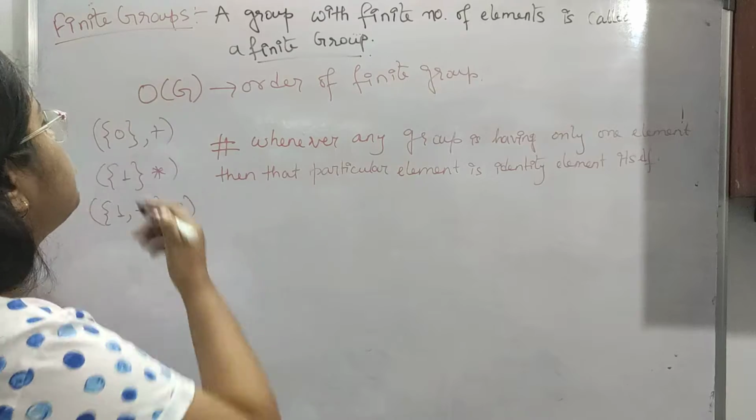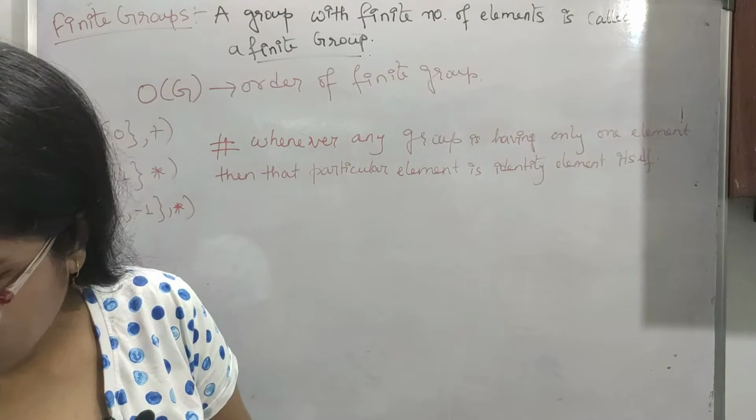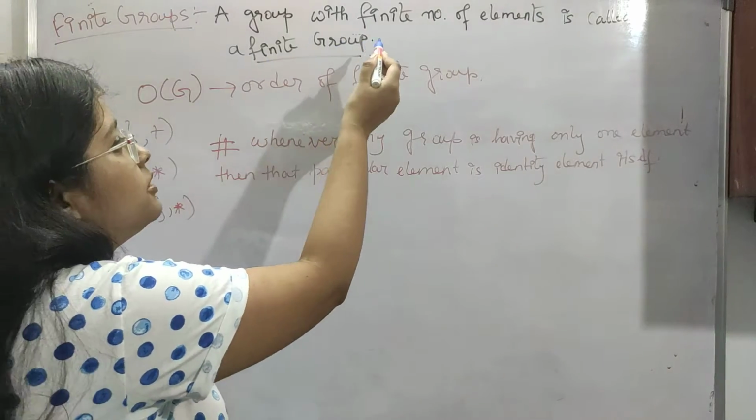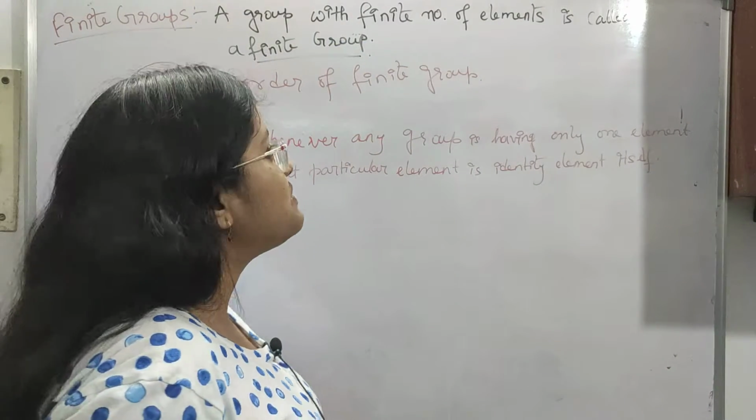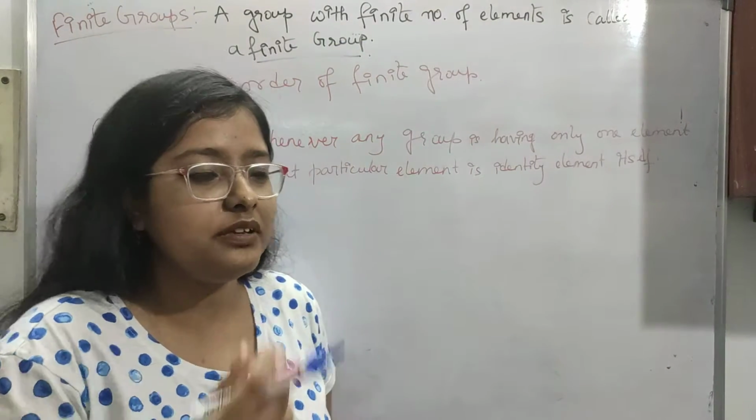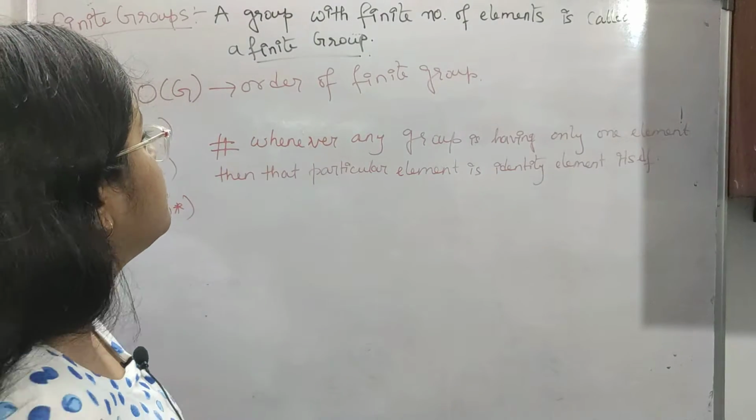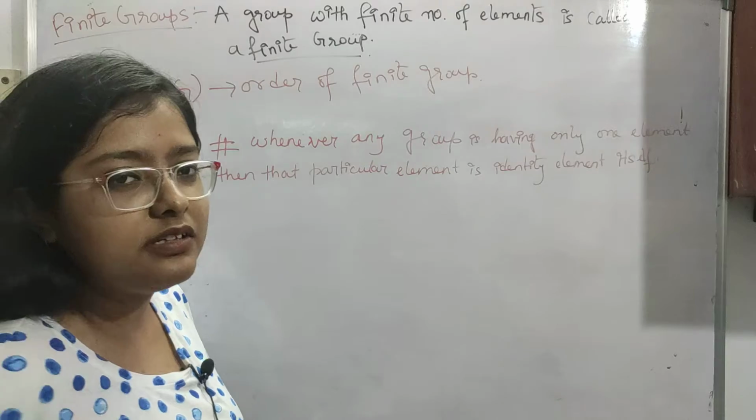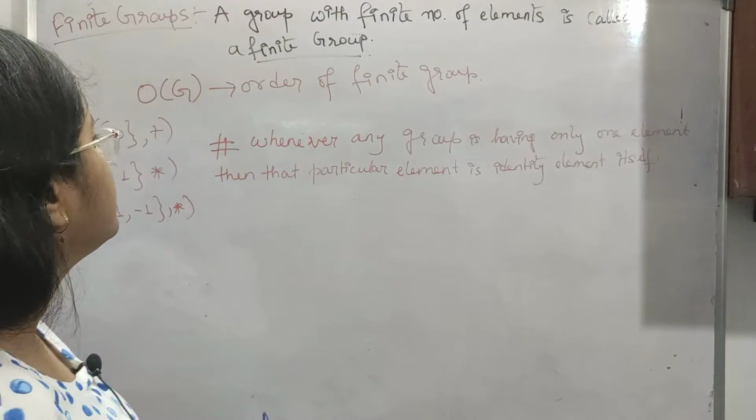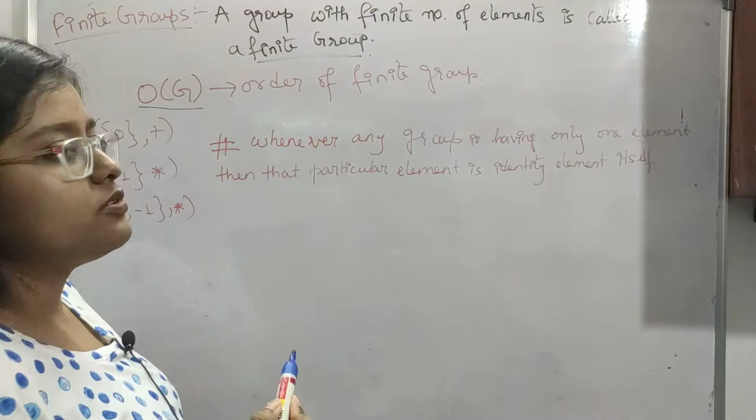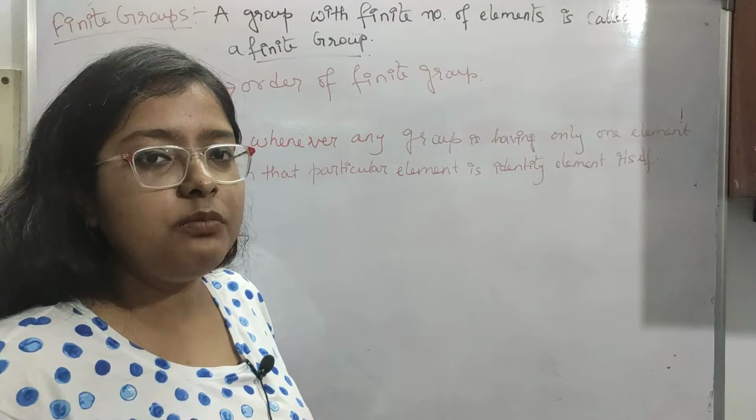Okay, so this is a finite group. A group with a finite number of elements is called a finite group. This sounds very silly, but we will do examples, actually GATE questions and all. So when the number is finite, it is a finite group. Now this is called the order of G, the order of a finite group. Order of a group means the number of elements present in a group.